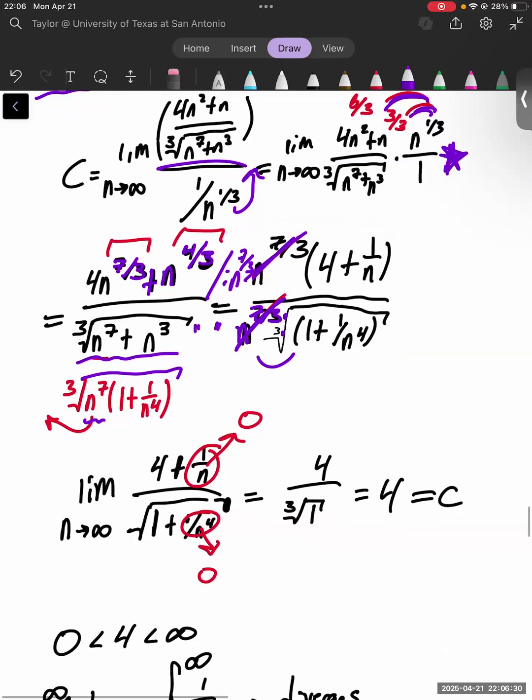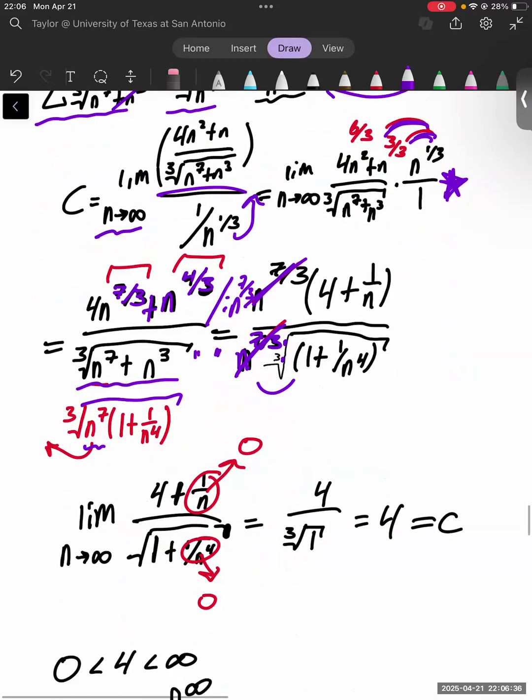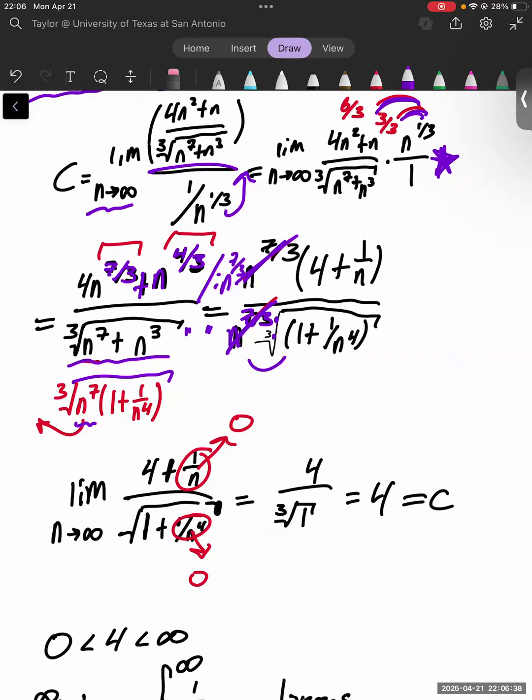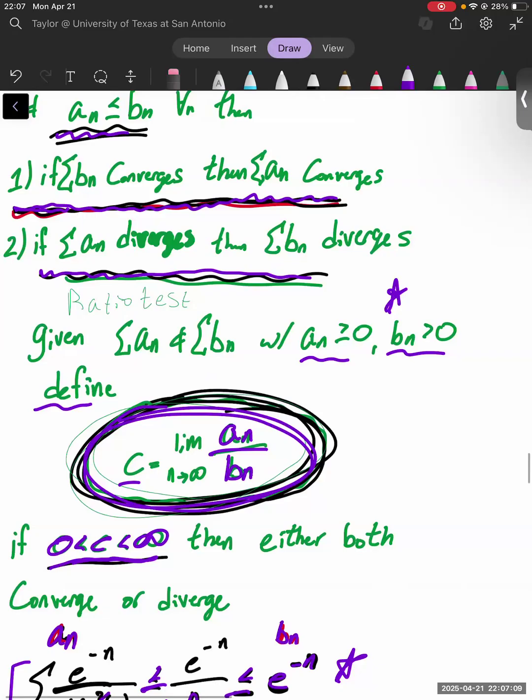And then all I need to do is, again, we're taking the limit. Remember, right here, we're taking the limit. So I'm going to take the limit of this expression. And we see that both of the n terms approach 0, leaving me with 4 over the cube root of 1, which is just 4. So 4 equals C. And this meets the condition, remember? C needs to be greater than 0, but also finite right here.